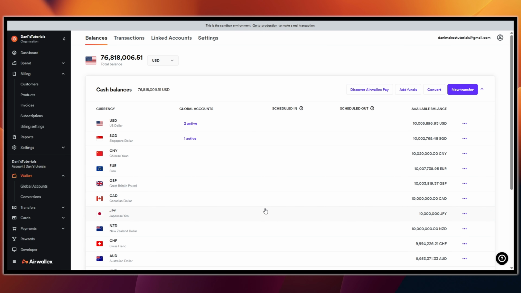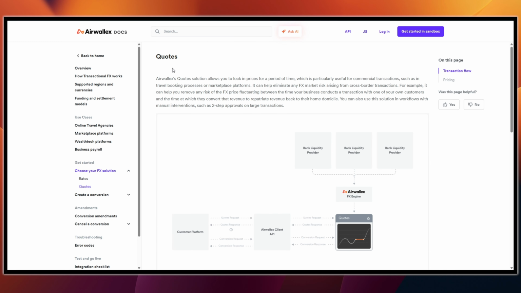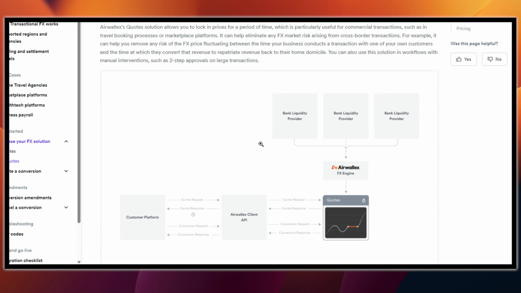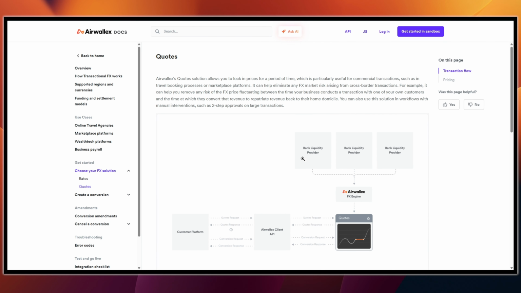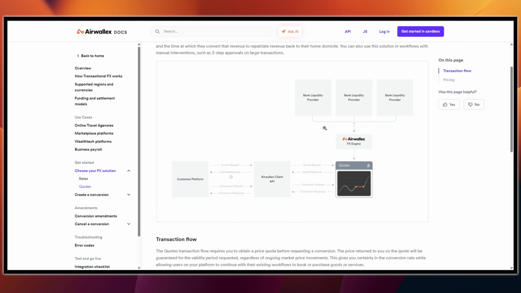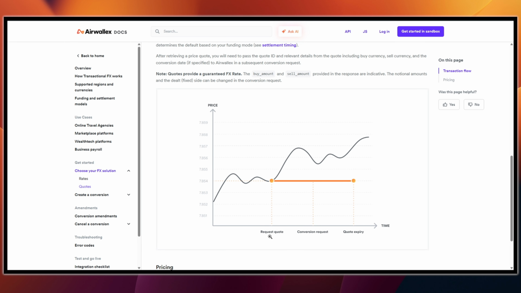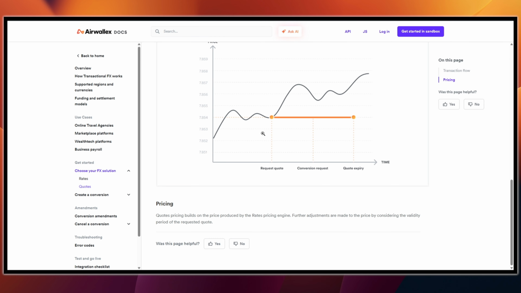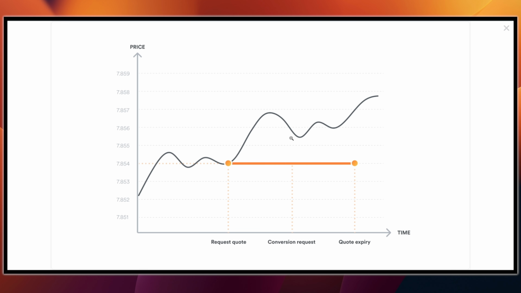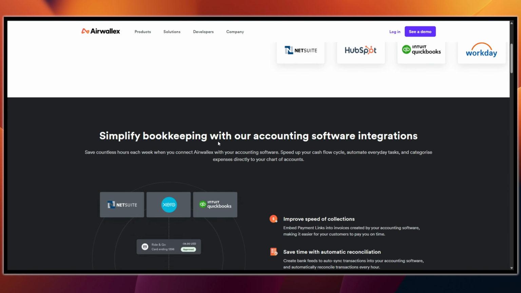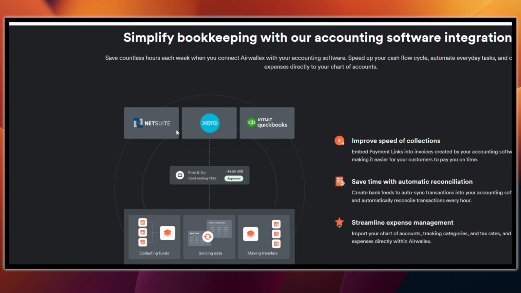You can use Airwallex's quotes feature to fix foreign exchange or FX rates for a certain period of time, even if market rates fluctuate. These tools provide a level of protection against unfavorable rate swings, which is particularly useful for commercial transactions such as travel booking processes or marketplace platforms. Next, we have time-staggered conversions, as you can split into tranches and execute near your alert levels to hedge the FX rate fluctuation risks if you don't lock the rate. And finally, reconcile. You can sync to Xero, QuickBooks, or NetSuite so FX gains or losses are posted cleanly.